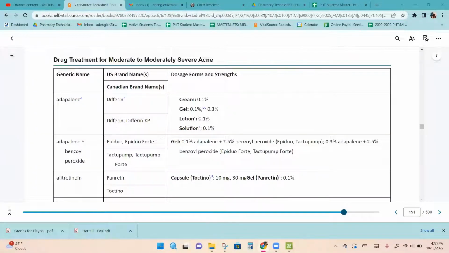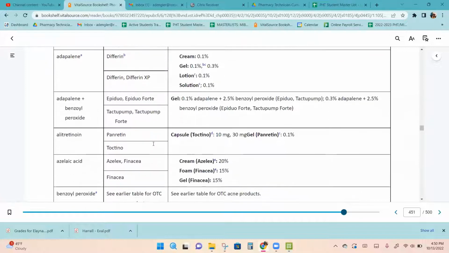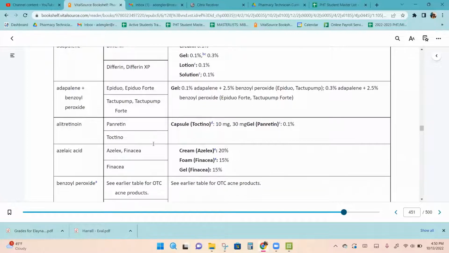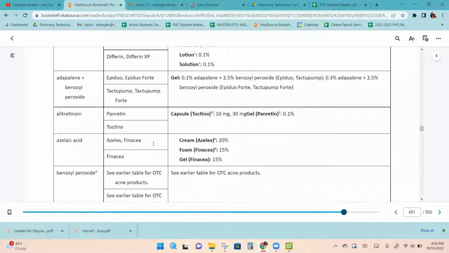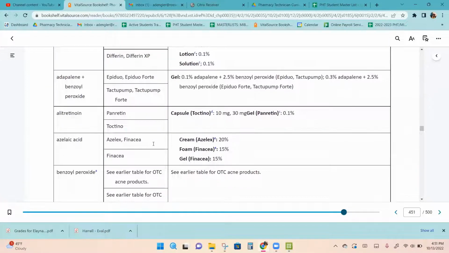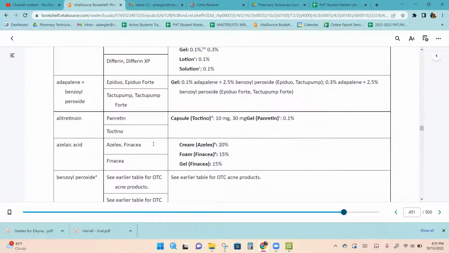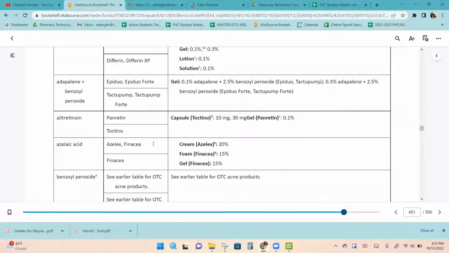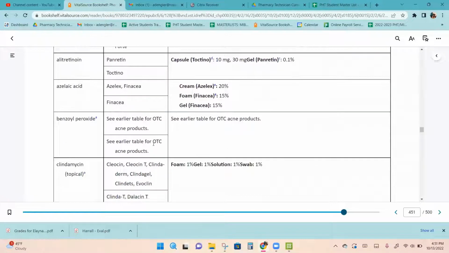This table shows drug treatment for moderate to moderately severe acne. So we've talked about adapalene. The brand name is different. A combination product of adapalene and benzoyl peroxide is Epiduo and Epiduo Forte. Panretin is a capsule and available as a gel. Well, actually, it's not available as a capsule in the United States because Toctino is in Canada. So it's available as a gel, which I was like, wow, capsule. I didn't know that.